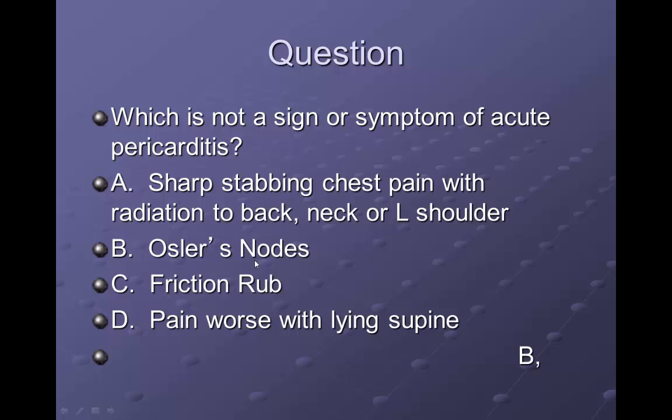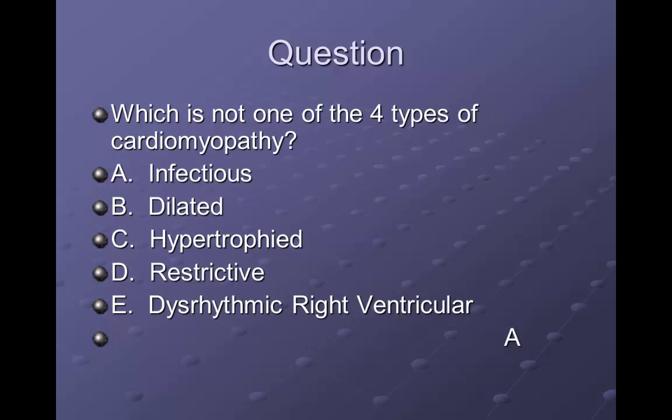And it would be B, because remember Osler nodes or the painful nodes that are present as minor criteria in endocarditis, which is not one of the four types of cardiomyopathy. We had already a presentation on that. Remember that you have hypertrophic, restrictive, you have dilated, and you even have an arrhythmogenic type that we did not cover, but there's no infective cardiomyopathy. That is endocarditis. And this is the end of this presentation. So now we're going to go over the guideline for treatment.